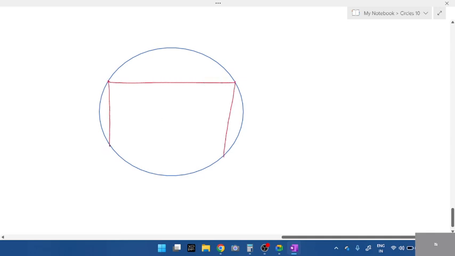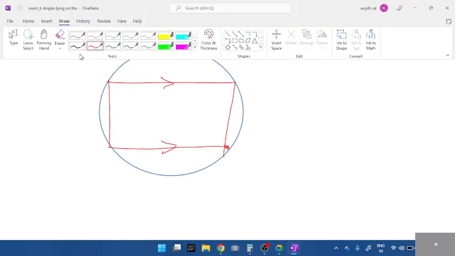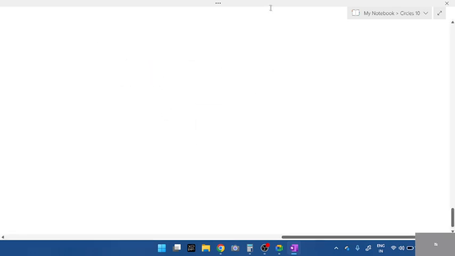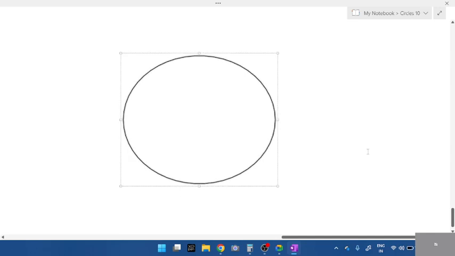What kind of diagram is this when all four sides are touching? Yeah, it's a cyclic quadrilateral. Very good. Now, what kind of lines are these? Yeah, it's a parallel line, right? Parallel line. If I place a center here, okay, center, student. This is center.